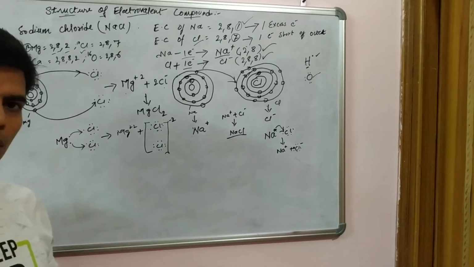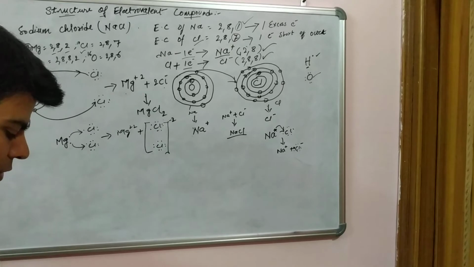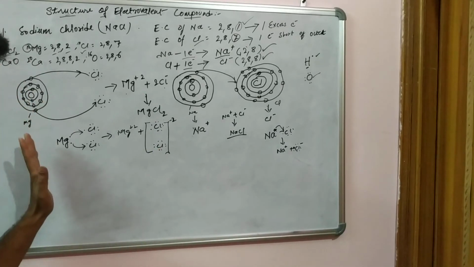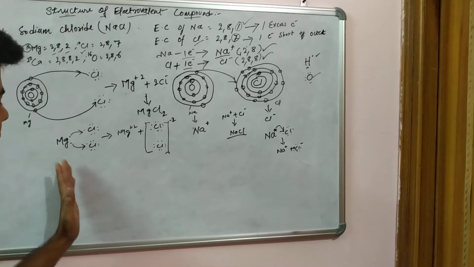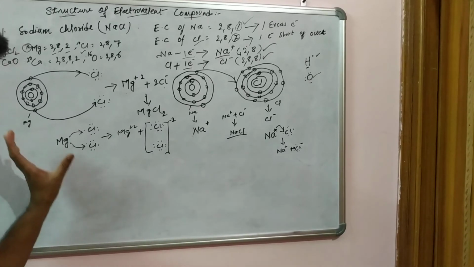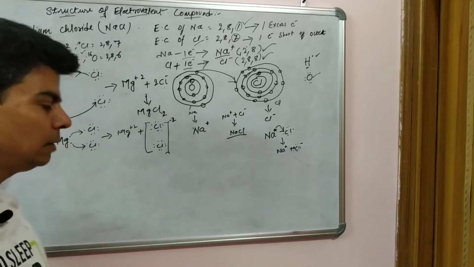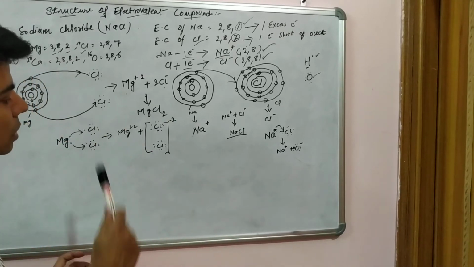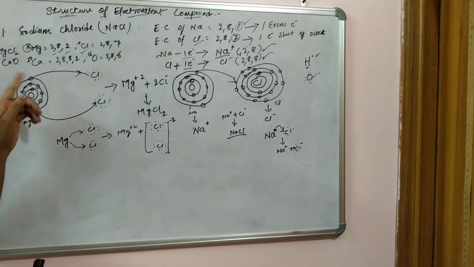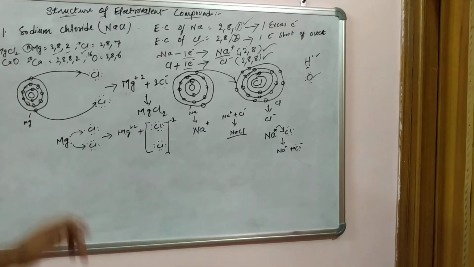Magnesium transfers 2 valence electrons to 2 chlorine atoms. Since after losing 1 electron, it still can lose another electron. It's still unstable, since it has 1 electron, so it is still unstable. The other electron it will give to another chlorine atom. Hence, the formula of the compound is MgCl2. Coming on to the third example, which is calcium oxide.